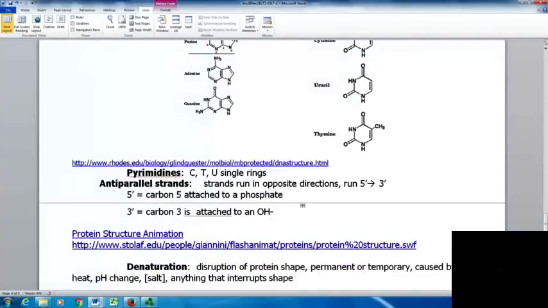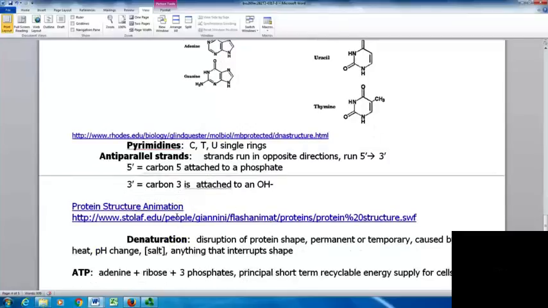DNA is going to form antiparallel strands. They run in opposite directions. One end is going to go 5' to 3', and the other end goes 3' to 5'. The 5' end is specified by carbon number 5 being attached to a phosphate, and the 3' end is specified by carbon number 3 being attached to a hydroxyl molecule.